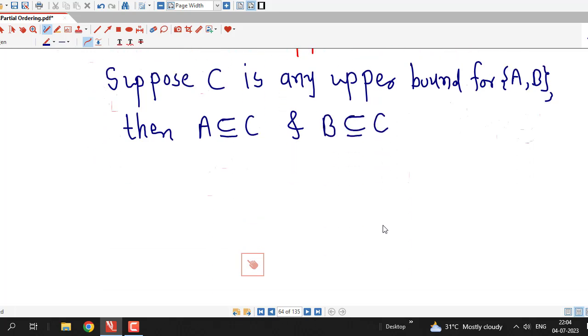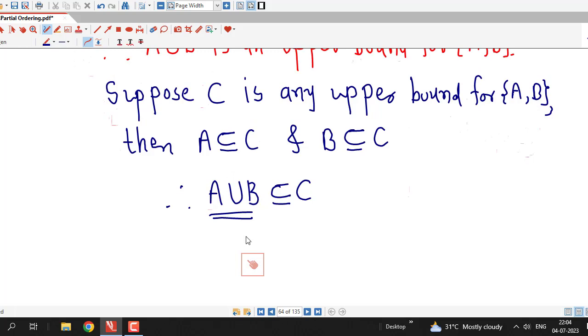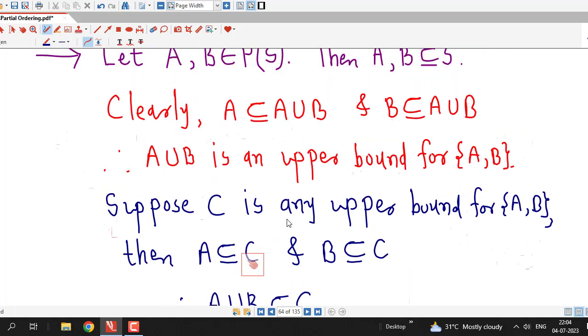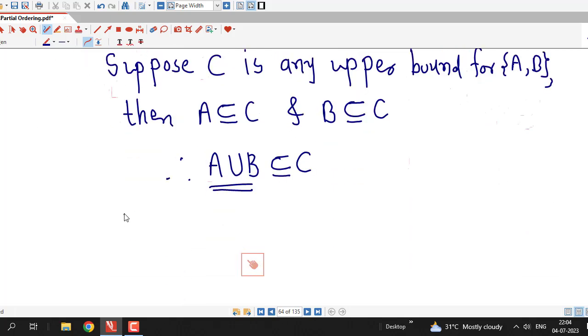That is, A must be a subset of C and B must be a subset of C. And if A and B are both subsets of C, then their union is also a subset of C. This means if C is any upper bound for A, B, then it contains A union B, or A union B is related to C, and A union B is also an upper bound for A, B. This shows that A union B is the least upper bound.